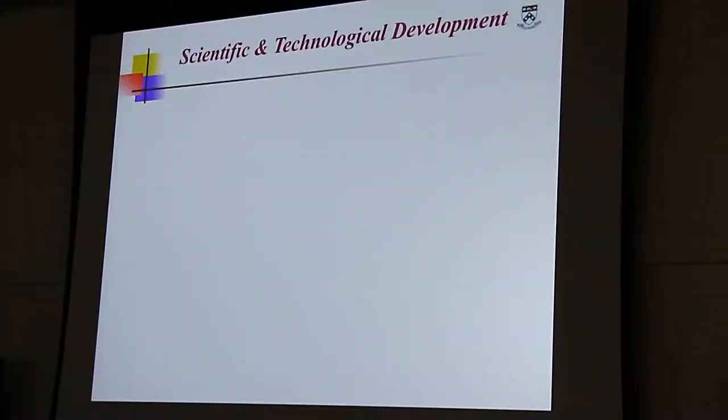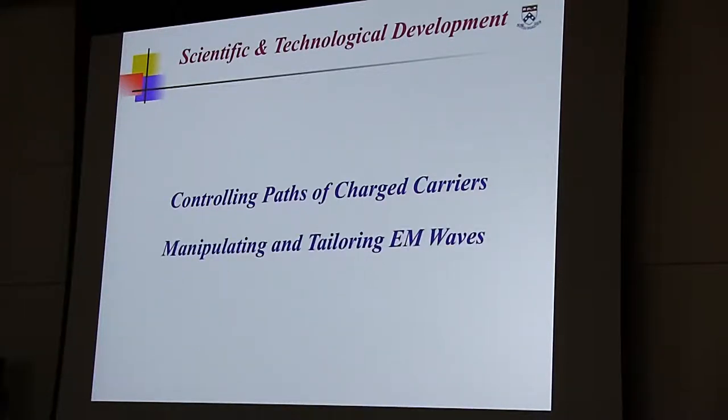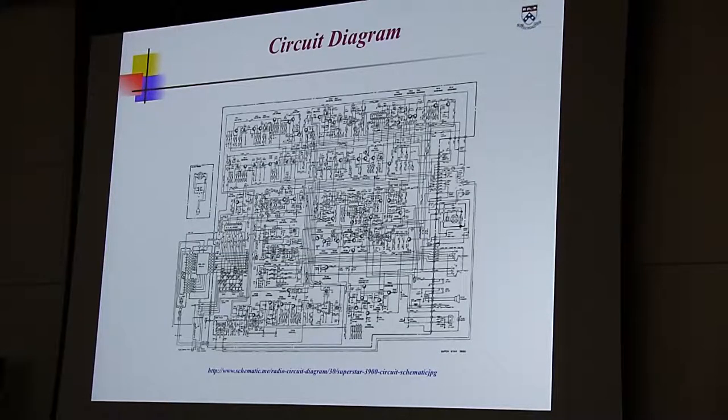So anyway, in these past 150 years, as you heard from the beautiful talk by Professor Haroche, a lot of scientific and technological development has happened. And in fact, you can view that as coming from two processes. One is how we can control the path of charge carriers, and that would be for fermions. And another one is how to manipulate and tailor electromagnetic waves, how to manipulate photons. And indeed, if you look at all the technological development, you can distribute it into these two categories. In fact, if you look at this nightmare circuit diagram that the people in electrical engineering like to forget, essentially what we have over here is manipulating where the charges go. And that's what leads to interesting functionality.